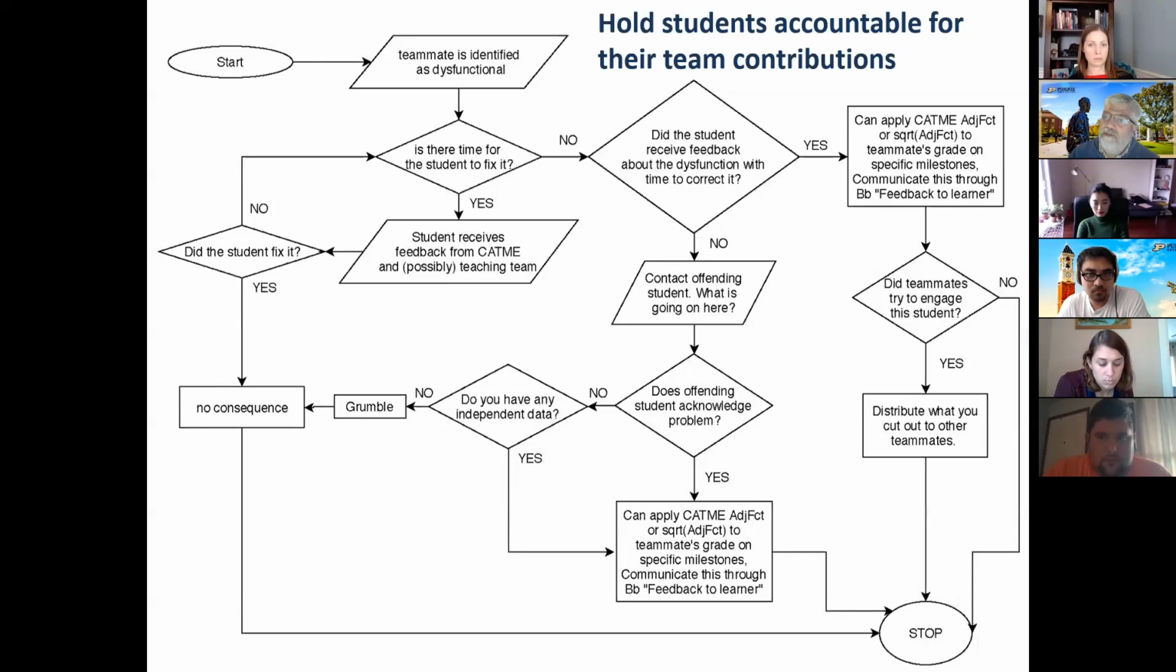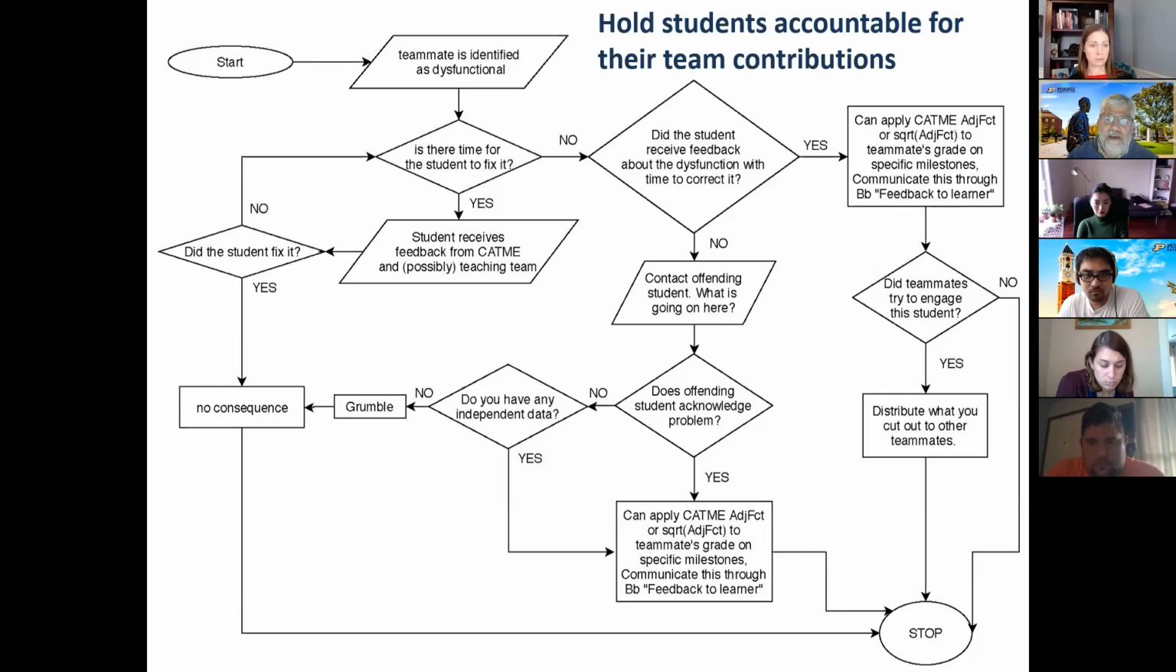Ultimately, sometimes you do unfortunately receive information about a dysfunction when it's too late to fix it. If that's the case, then the important question is whether the student or the team received feedback in time to do anything about it. And hopefully that was the case, that they did receive feedback in an appropriate timescale. And then if they fail to act on it, then it's appropriate to talk about grade adjustments.